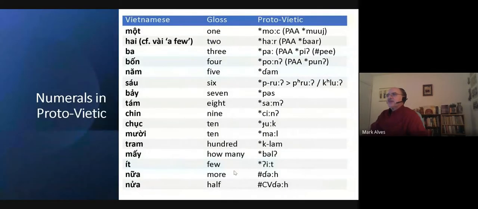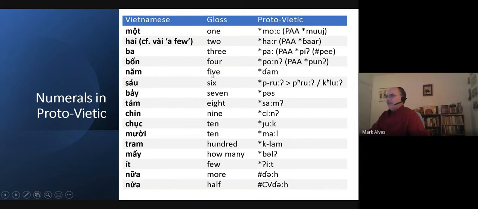And numbers. Okay. Mot, hai, ba, bon, 1, 2, 3, 4 are all Proto-Austroasiatic words. Okay, well, this is complicated. Actually, it should be related to this. I have to fix that. But these other ones are not in Proto-Austroasiatic.